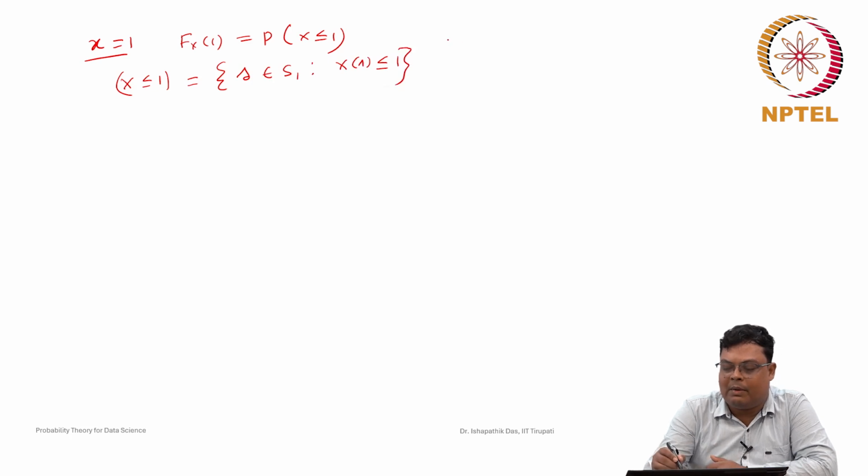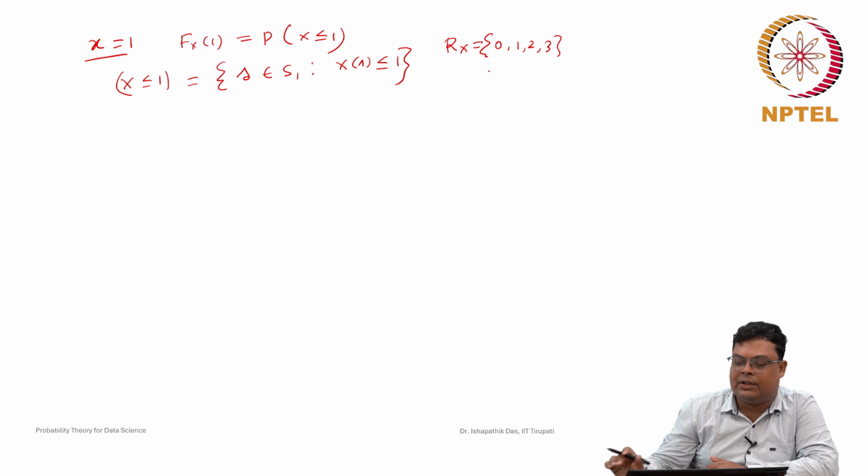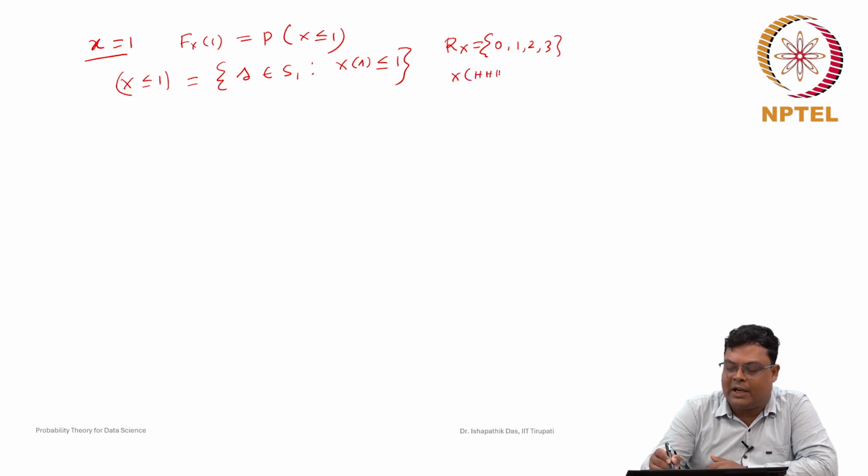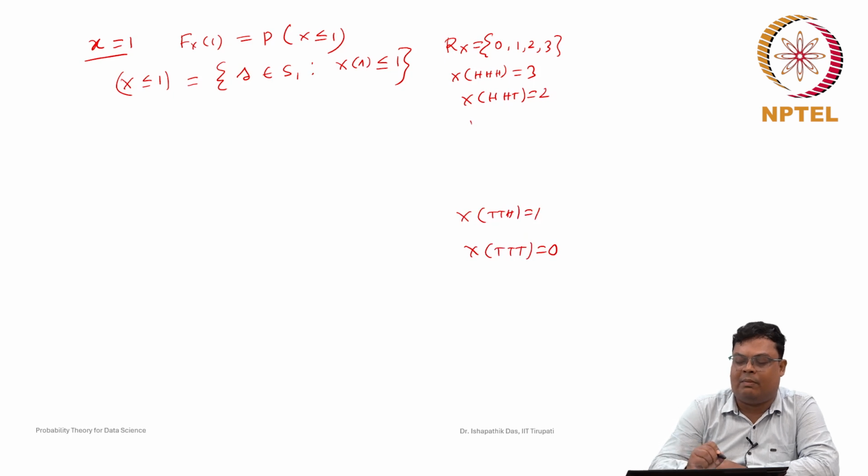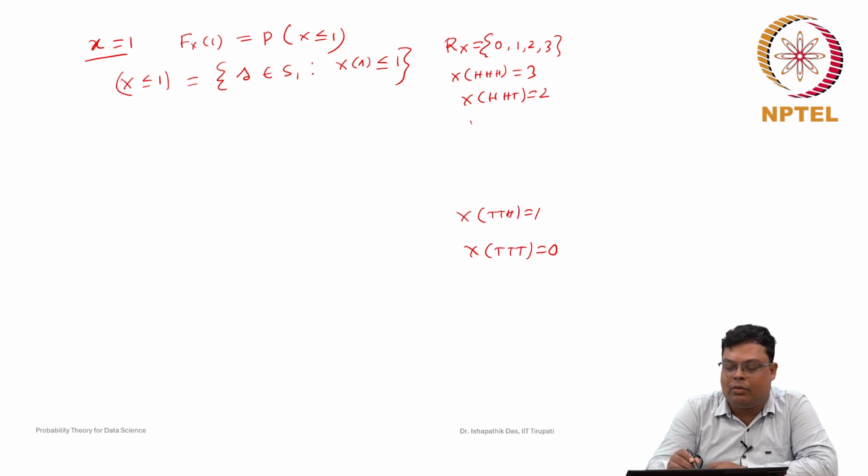Just remember that R_X, the range of this random variable, is 0, 1, 2 and 3. X of the number of heads: X of HHH is 3, X of HHT is 2, like this, X of a single head is 1, and X of all tails is 0. So this is the definition of the random variable. Now it is less than or equal to 1, so we are considering all values less than or equal to 1. That means this random variable can take value 1 or value 0, only two values satisfying this inequality.